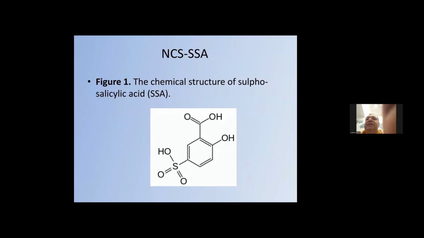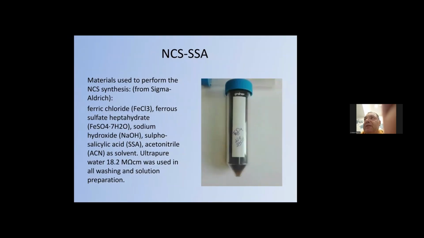Here is the chemical structure of sulfosalicylic acid. As you see, it contains only one aromatic cycle and a sulfonate group. Here we use the simulation of this molecule to have a first clue that it could present N-type behavior. How did we synthesize these materials?